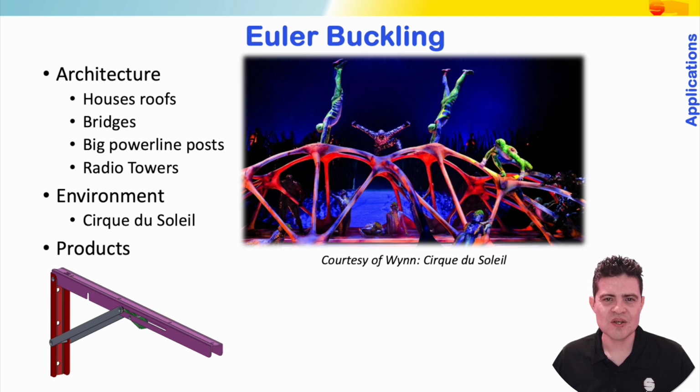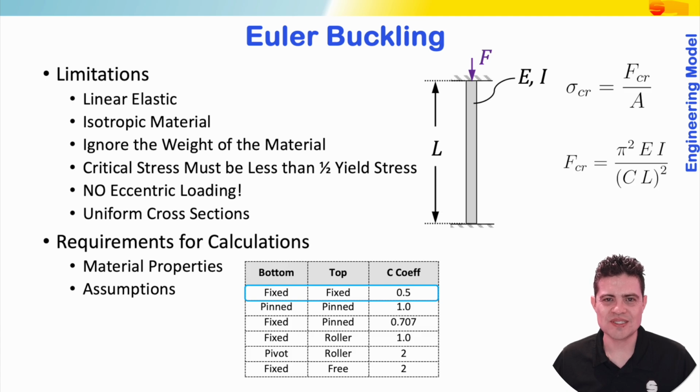Where do we see this? We see this in an array of industrial applications, such as buildings and home roofs. However, more importantly, you see it somewhere like a circus, like this one in Cirque du Soleil. Those members are actually in compression. So if they want to stay on top, they have to make sure that those legs are passing our Euler critical criteria.